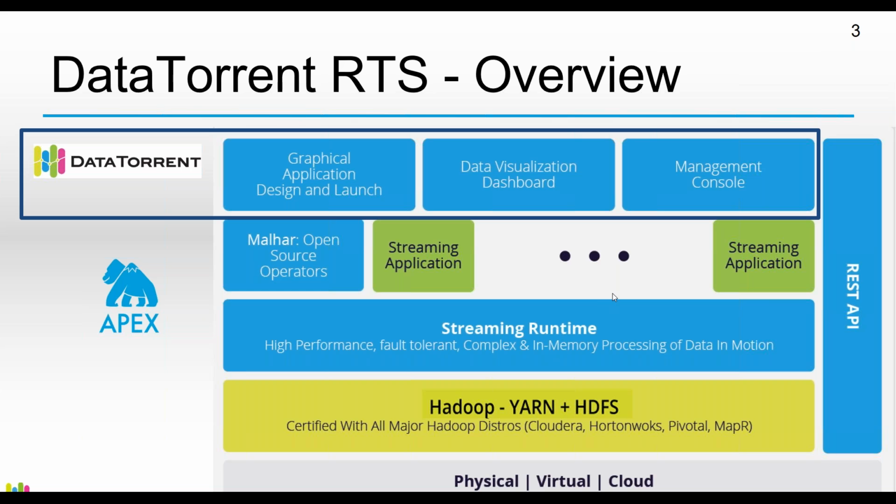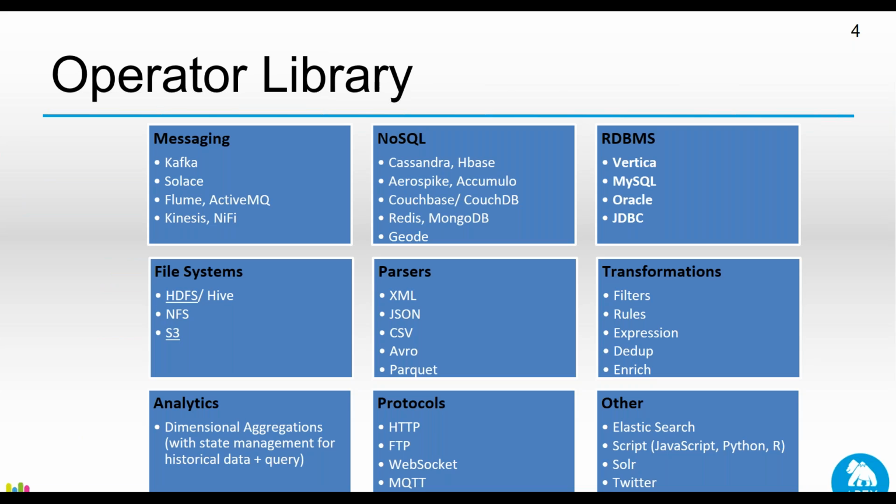So in terms of Malhar, let's look at what kind of operators are available. This is the library which you would see at Apache Malhar. There are different kinds of connectors that you will come across in terms of messaging, NoSQL, or RDBMSs. It could be JDBC based, or NoSQL for Cassandra or HBase. On the messaging side, it could be a client for a Kafka cluster. On the file system side, there are parsers, transformations, dimensional computations, and in-memory computations.